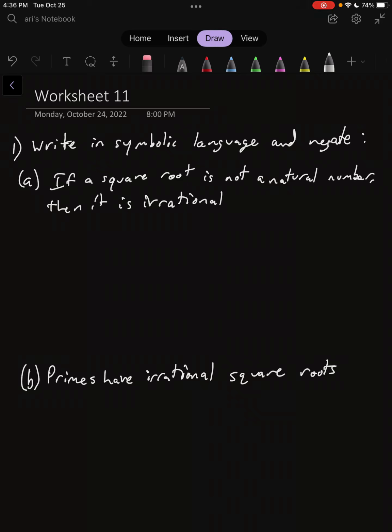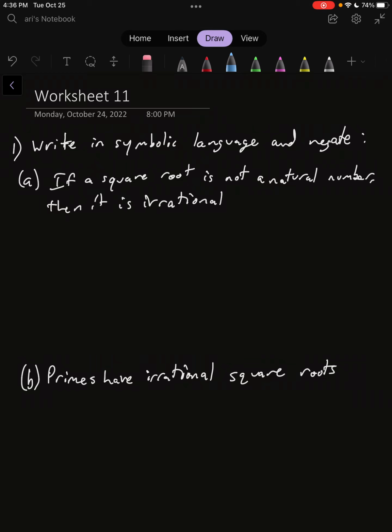So the first one says write in symbolic language and negate, and this is the only problem that we were told specifically not to do in class, as this is pretty much review from stuff that was on the last exam. So here, this first one says that if a square root is not a natural number, then it is irrational. So we need some square root of a number that isn't natural.